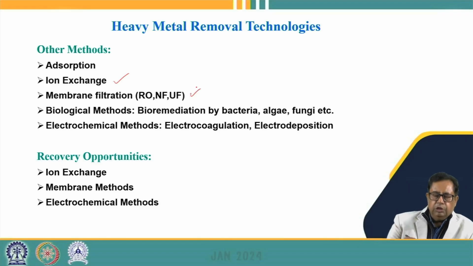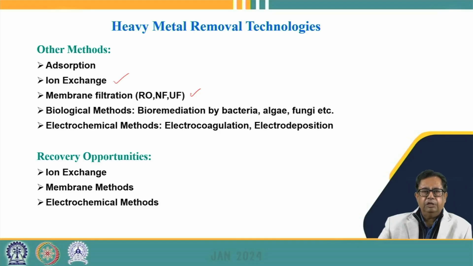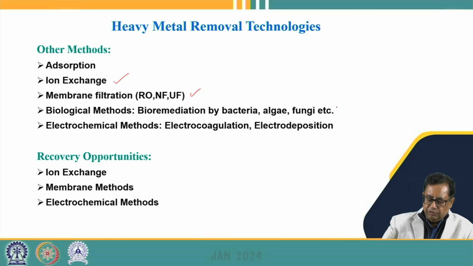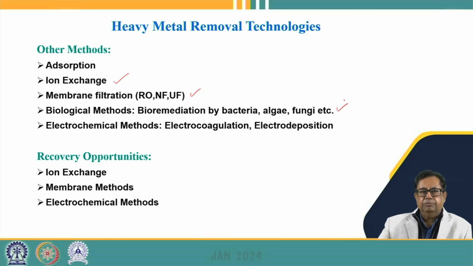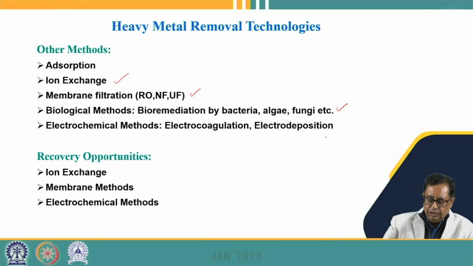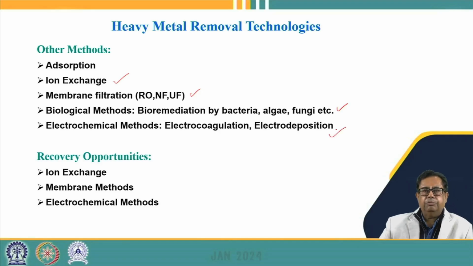We can also use membrane filtration for the removal of heavy metals, like reverse osmosis, nanofiltration, and ultrafiltration, so that the metals can be removed from the wastewater. Biological methods have also been used, for example bioremediation by using different species of bacteria, algae, and fungi. They can also be used for the removal of heavy metals from water or wastewater. Similarly, we can use electrochemical methods, where we can go for either electrocoagulation of the metals, or we can deposit these metals onto the cathode by passing electrical current through the wastewater.